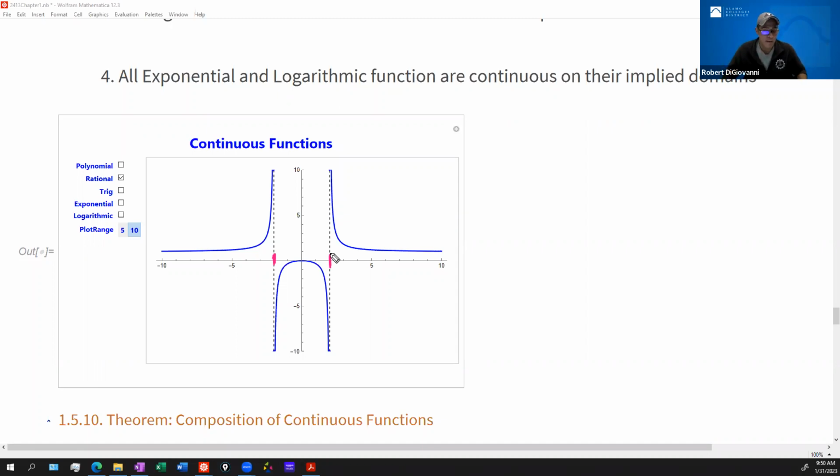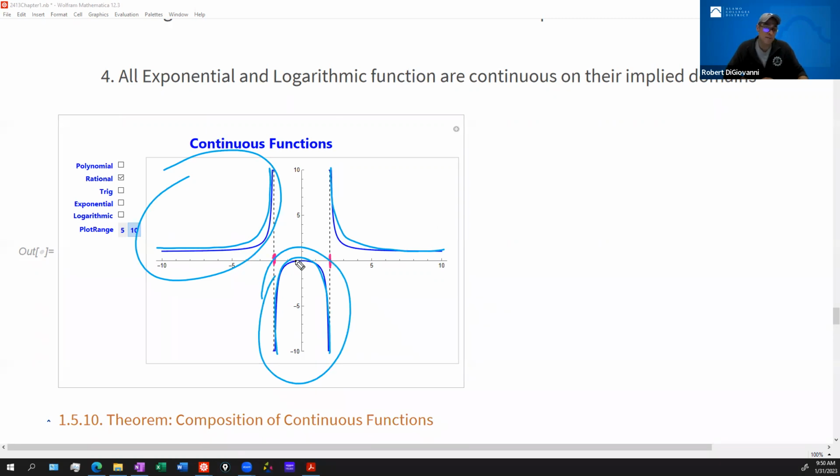Therefore, when we look outside of those 2 points, when we look at the domain of the function, which is in the blue here, anywhere that the graph can be drawn, you can draw it without picking up your pencil. So if we just look at this section over here, you can draw that without picking up your pencil. This section can be drawn without picking up your pencil, and so can this one. So individually, those 3 sections are continuous. Questions?